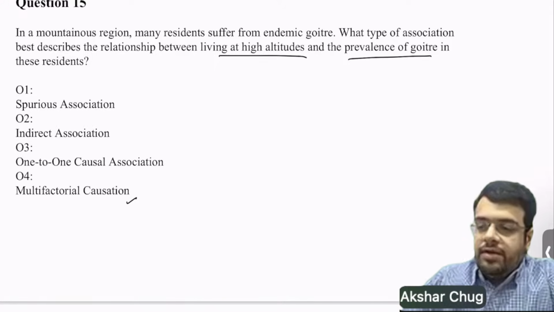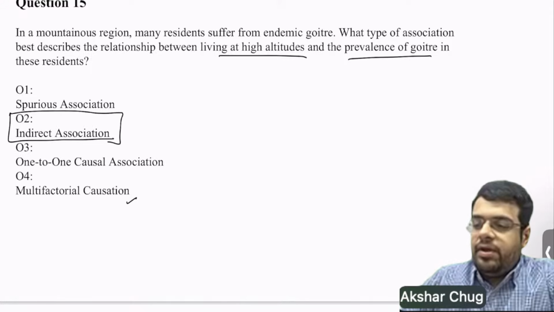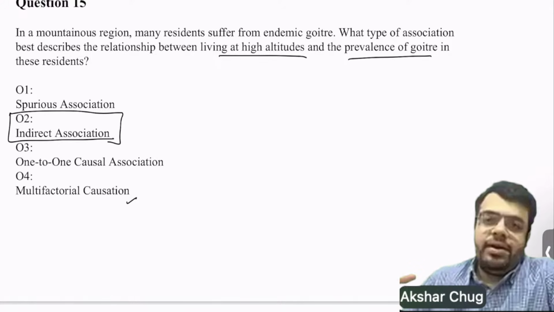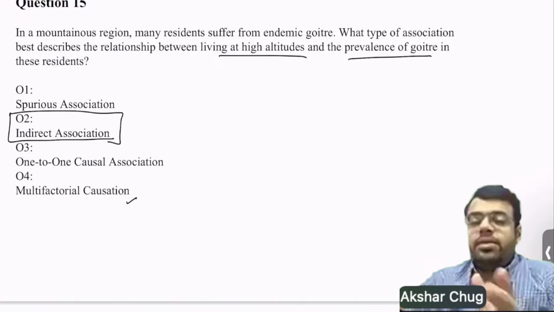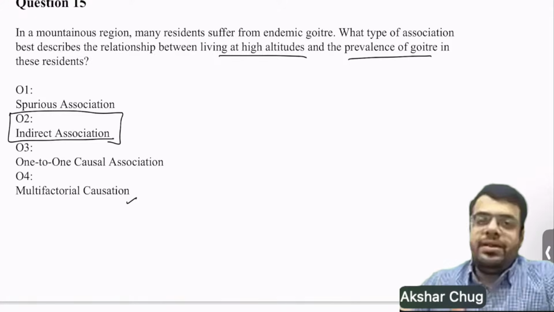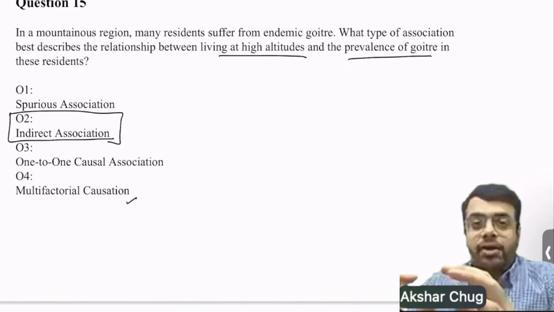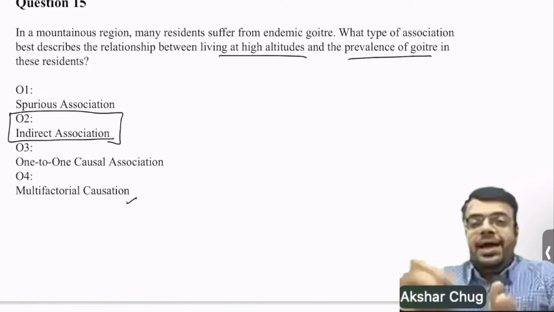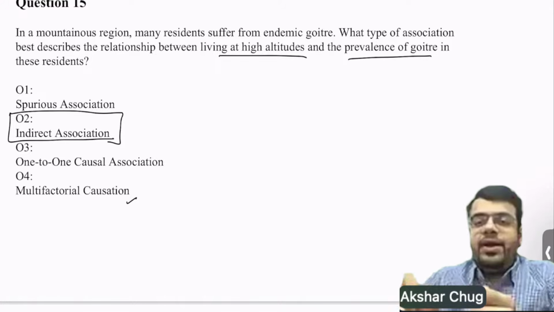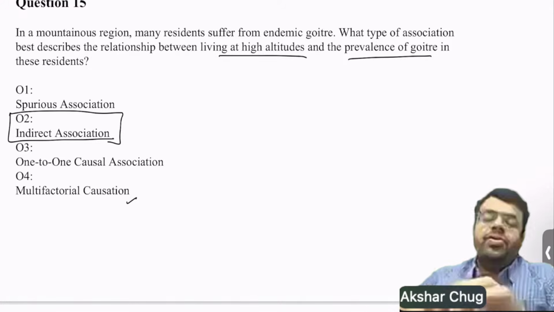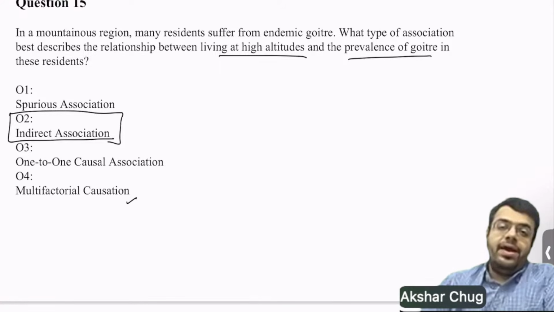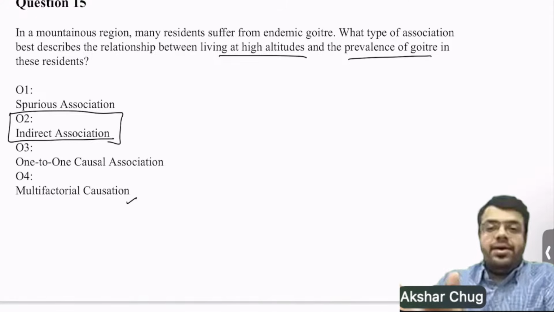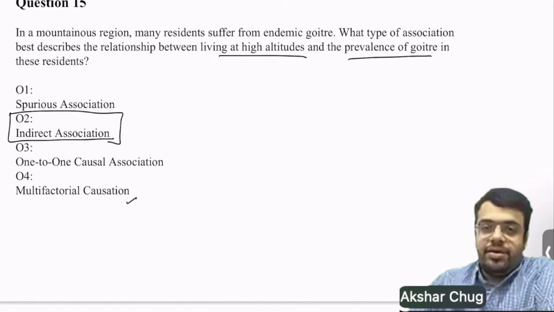The answer to this question is interestingly indirect association. Living at high altitudes doesn't directly suggest that you will have goiter, but living at high altitudes means that there will be less iodine in the salt and less iodine in the soil overall. So the lack of iodine is responsible for the goiter, and not living at high altitude. If a person is living at high altitude and consumes iodized salt, then again there will be no goiter. So it is a classical example of indirect association.